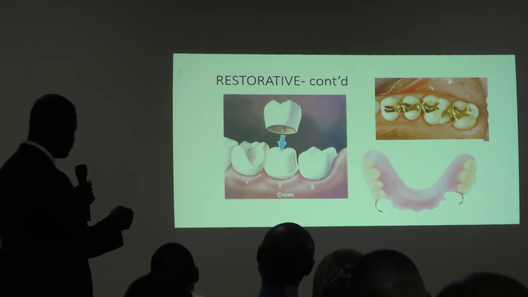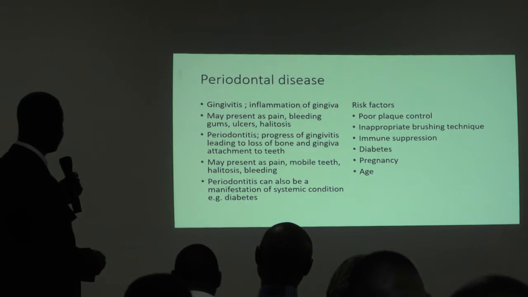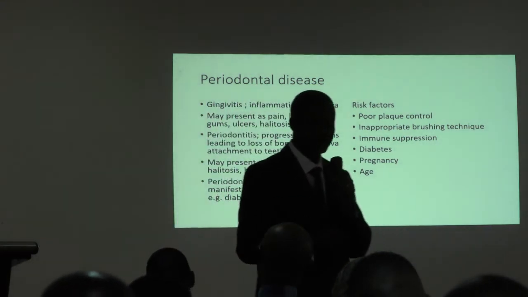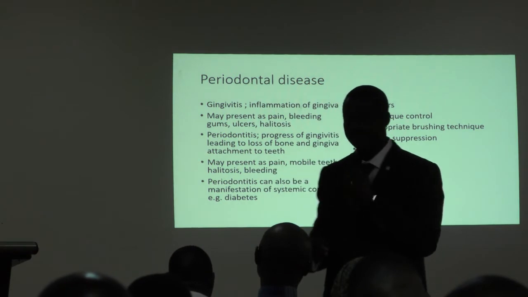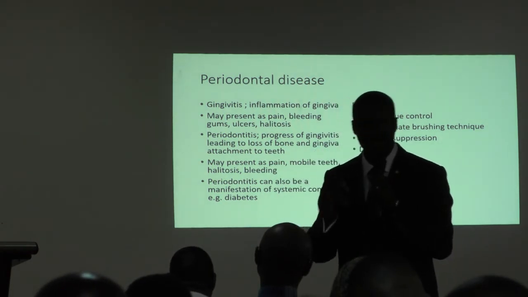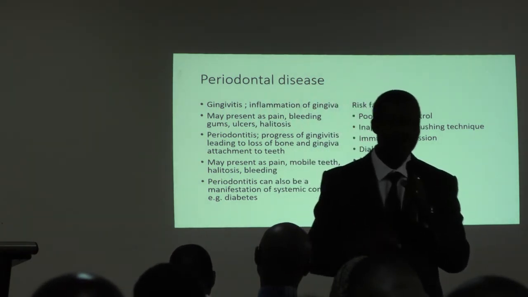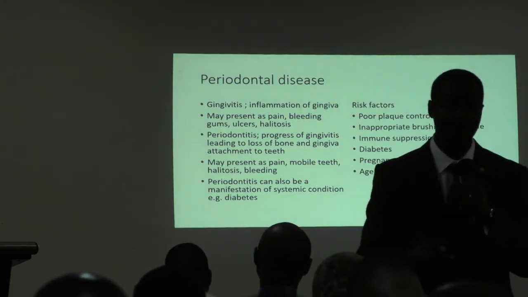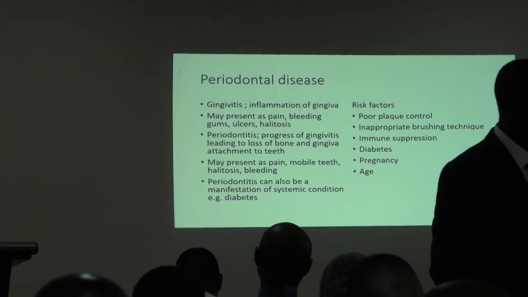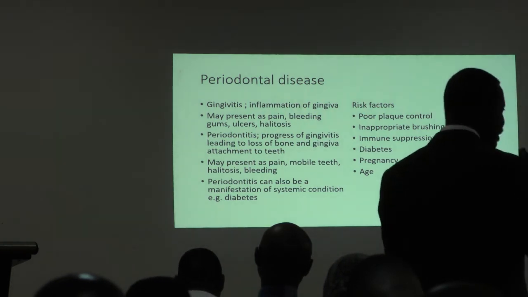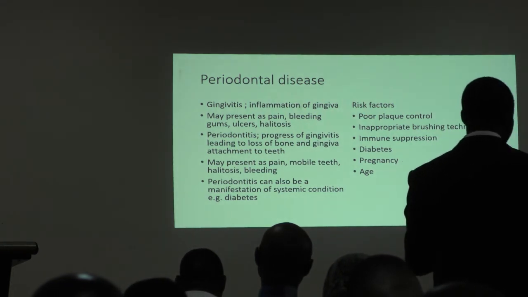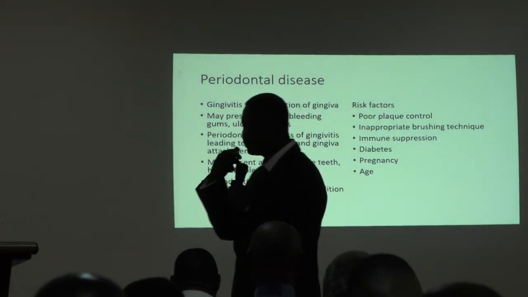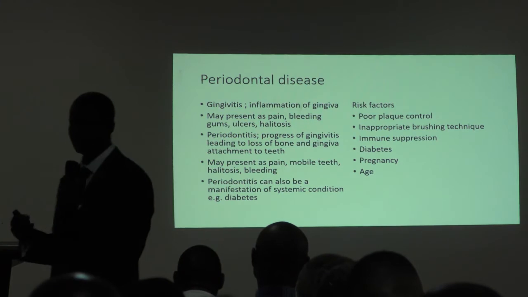So these are some of the prostheses we use to rehabilitate. Then again, periodontal conditions or gum diseases. Like I've said earlier on, plaque is also a culprit when it comes to gum diseases. Like I said, if you don't brush your teeth for 2-3 days, you begin to have gum bleeding. I'm sure some of you still even have gum bleeding when you brush certain parts of your teeth.